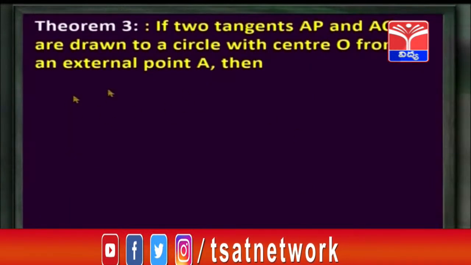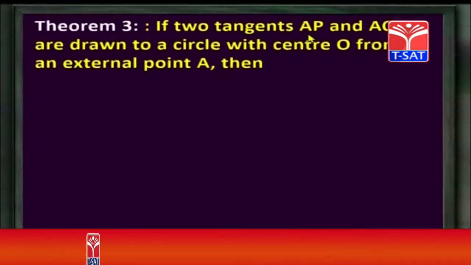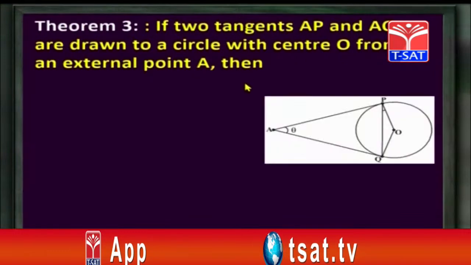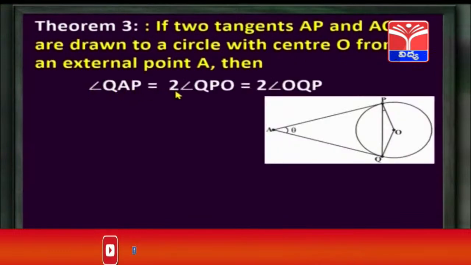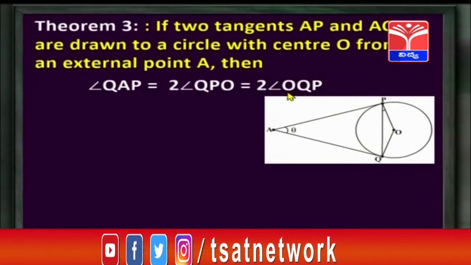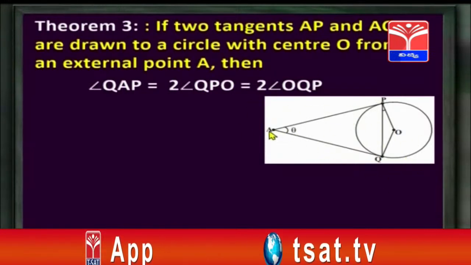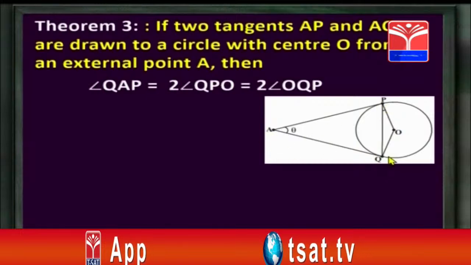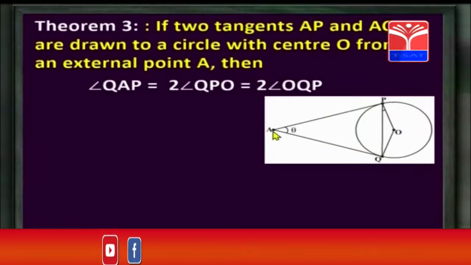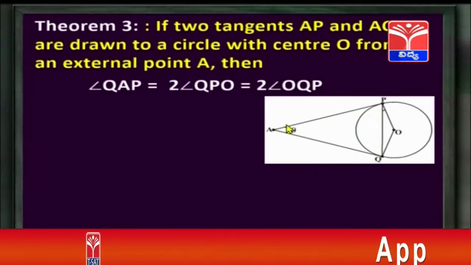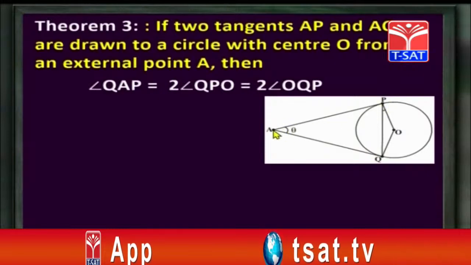Now, let us see theorem number 3. If two tangents AP and AQ are drawn to a circle with center O from an external point A, then angle QAP is equal to 2 times angle QPO, or equal to 2 times angle OQP. Just observe the figure, students. AP and AQ are both tangents drawn from an external point, and we know that AP and AQ are equal because two tangents drawn from an external point are always equal. Angle theta is the angle PAQ.